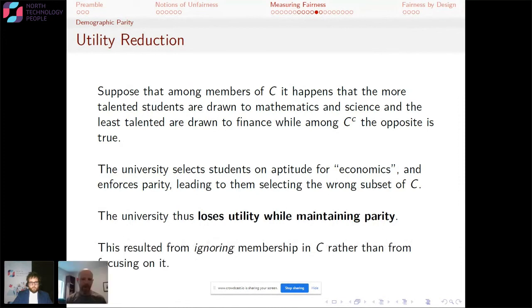And the key here is that this is the kind of problem that will arise when we try to ignore membership in C rather than focusing on it. Now, as we go on through the discussion, you'll notice that you need to know, in order to do any kind of analysis or do any kind of correction, you have to know that membership of C.